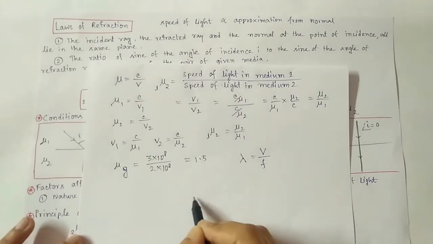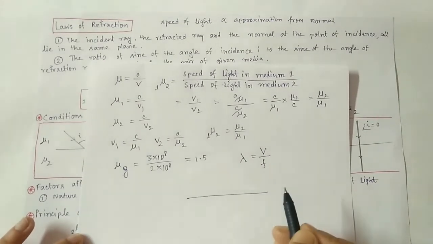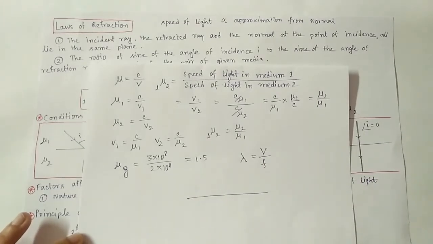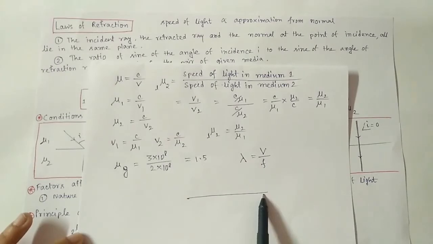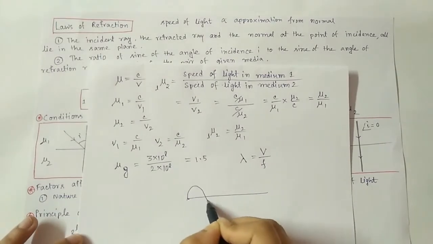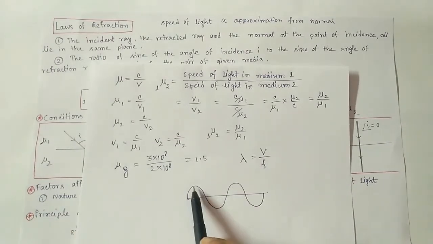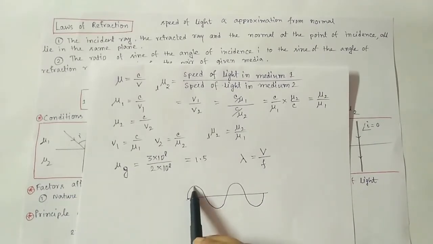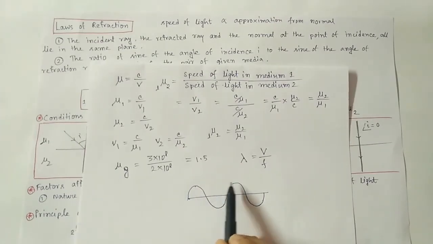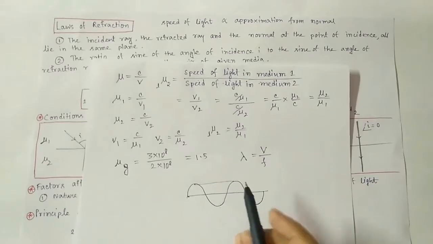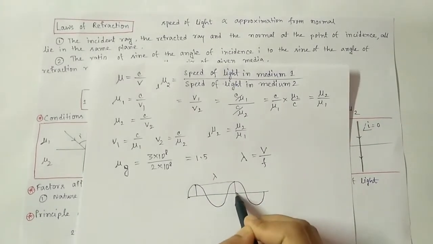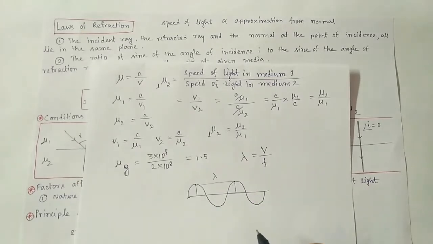For example, this is the way in which the light ray will pass. We see that the light ray moves in a linear way, but actually it is moving in a waveform. For example, this is the crest and this is the trough, and the distance between successive crests of a wave is lambda. This is the first crest and this is the second crest, and the distance between them is lambda.